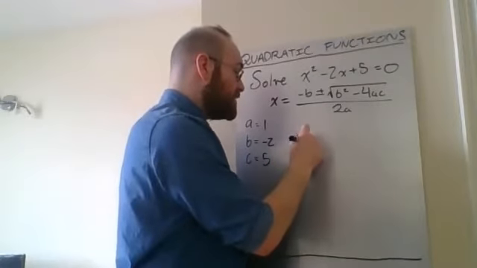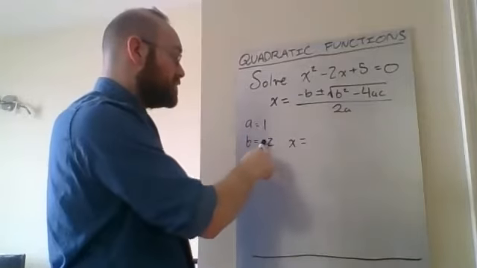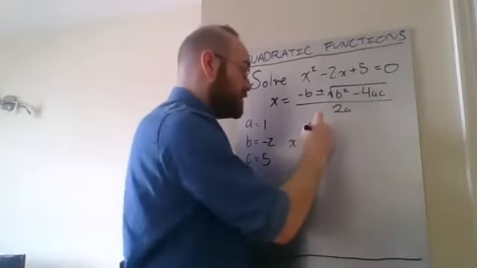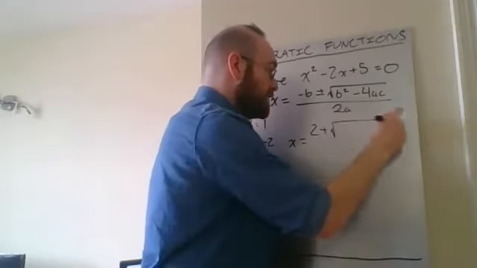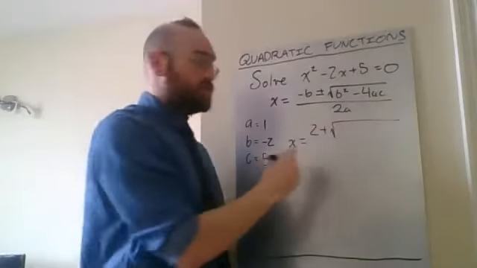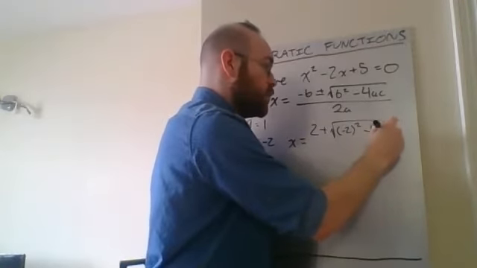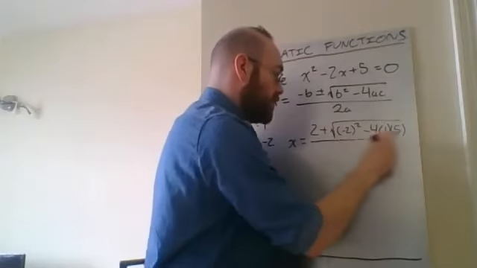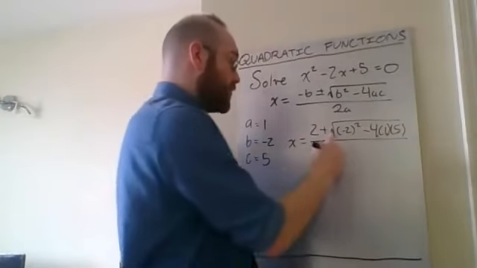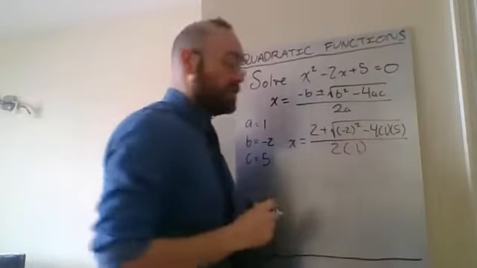So now we can plug these in. Negative negative 2 is going to be positive 2, plus or minus the square root of negative 2 squared minus 4 times 1 times 5, all divided by 2 times 1.